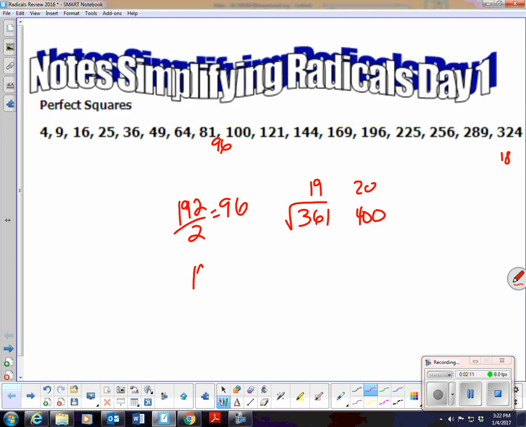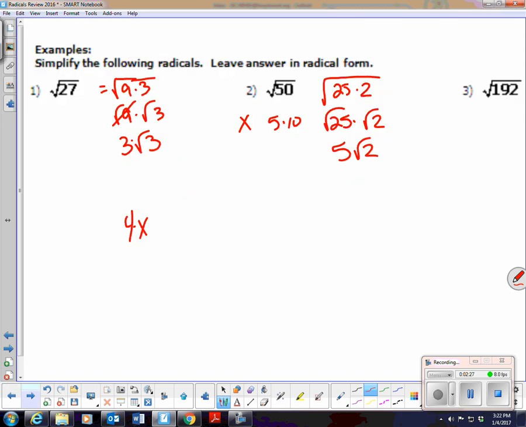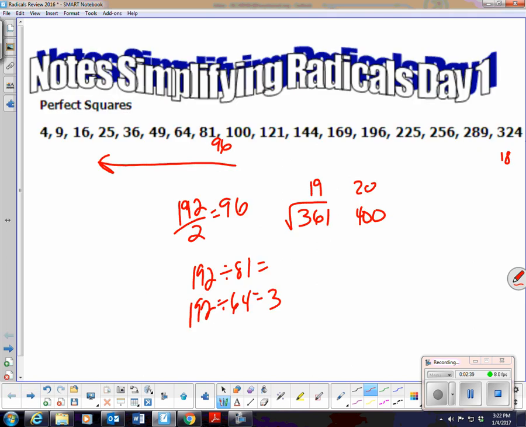What's 192 divided by 81? That ends up being some decimal. Then I take 192 and divide it by 64, and I work my way down that list of numbers. Actually, what I get here is the number 3. That means 192 is 64 times 3. So the square root of 64 times the square root of 3 gives us 8 square root of 3. You always want to take this list, find where the middle is for the number you're working on, and work your way backwards towards the front, because you want the biggest perfect square, not the smallest.